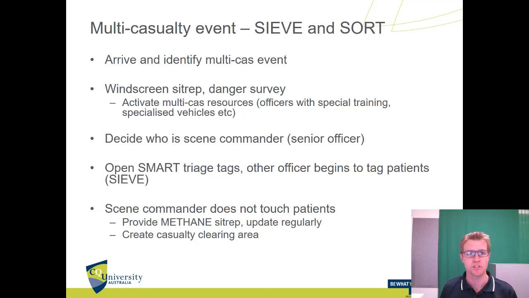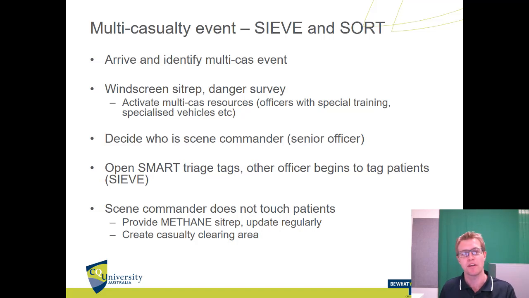So when you arrive at a multi-casualty event, you're going to first of all identify that this is a multi-casualty event. So very early, you need to give your windscreen sit rep, which includes your danger survey, if there's smoke, if there's chemicals, if there's been some sort of blast or possible terrorism event. This is when you want to start letting comms know of these potential hazards.